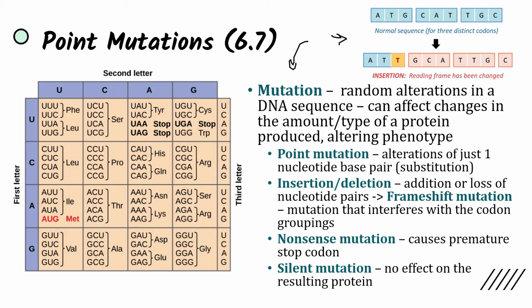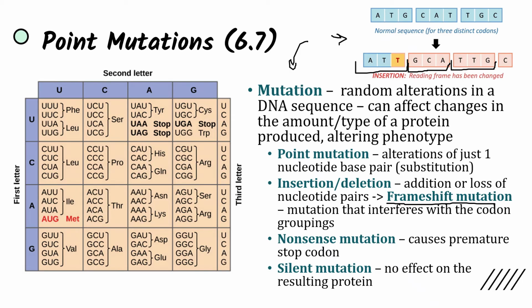we have a normal sequence for 3 distinct codons that are going to code for 3 proteins. If this insertion occurs, the new codon is now ATT, and this new codon is now GCA, and this new codon is now TTG. So now we can be coding for 3 absolutely different proteins once we go through transcription and translation. And this is known as a frame shift mutation. It shifts the frame of 3 codon groupings because the groups of 3 remain, but now what's in them are different. And that's going to be a mutation that can really change the type of a protein produced.